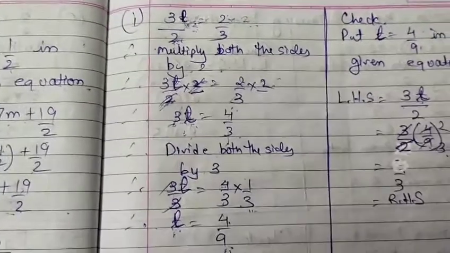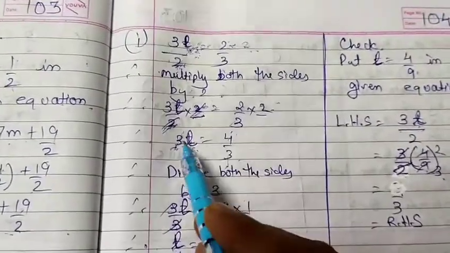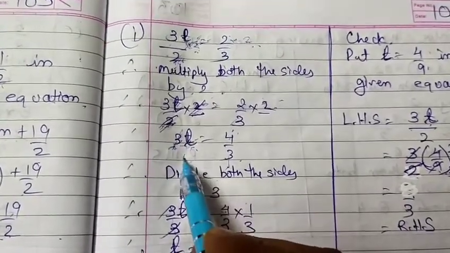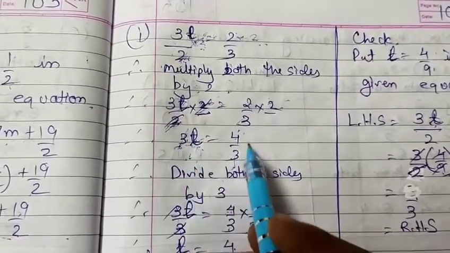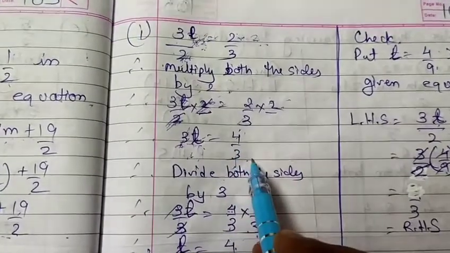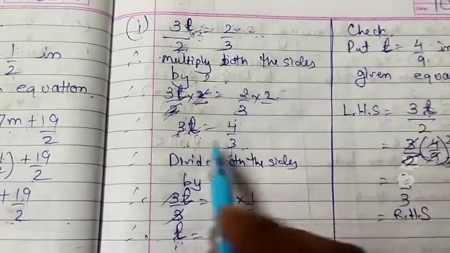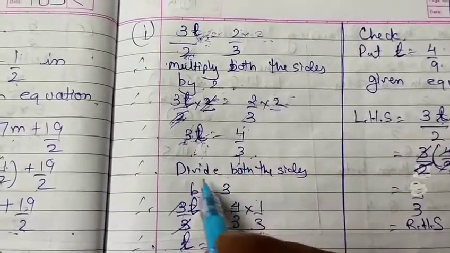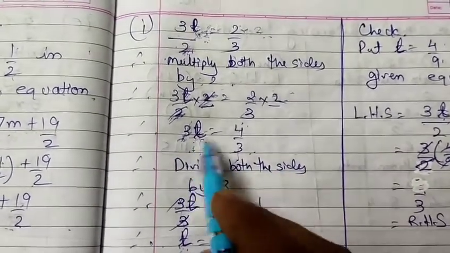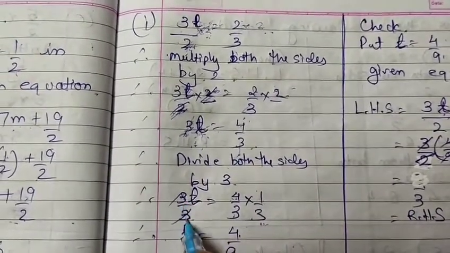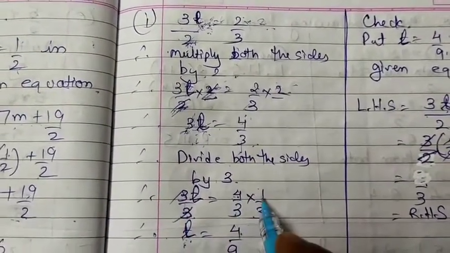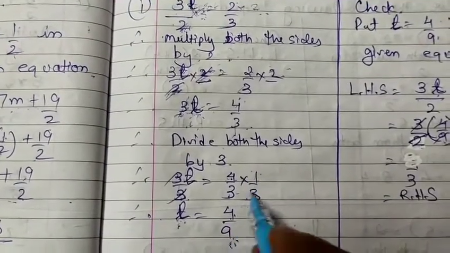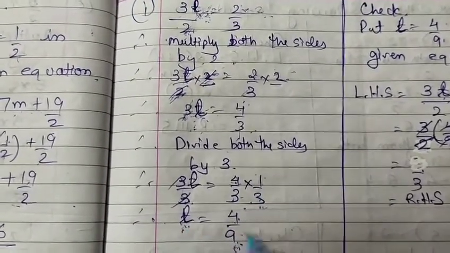Now I have to eliminate this 3 times L, that is 3. So it is in multiple form. So 3 times L should be divided by 3. If I am dividing 3L by 3, you have to divide 4 by 3 by 3 also. So divide both the sides by 3. So 3 times L divided by 3, 3 and 3 will get cancelled, and 4 by 3 divided by 3, here cancellation is not possible. 4 1s are 4, 3 3s are 9. The value of L you got is 4 by 9.